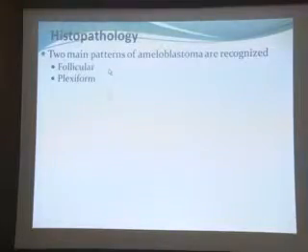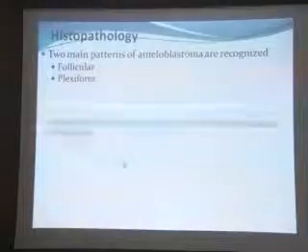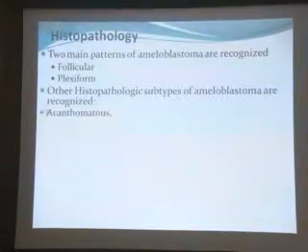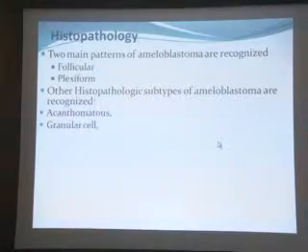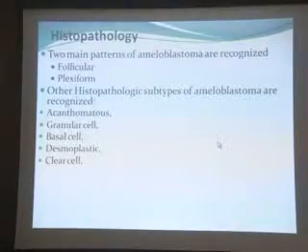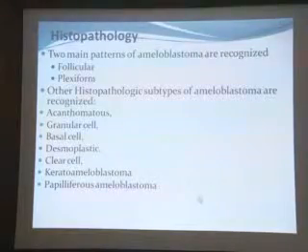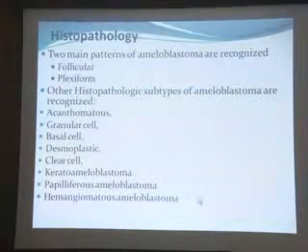The names, the follicular and the plexiform, are named according to their histopathological presentation. Not only the follicular and plexiform are important, there are other histological subtypes also. Now let's see which are they. First is the acanthomatous, then it may be present as a granular cell, basal cell, desmoplastic, clear cell, keratoameloblastoma, papilliferous ameloblastoma and sometimes hemangiomatous ameloblastoma.